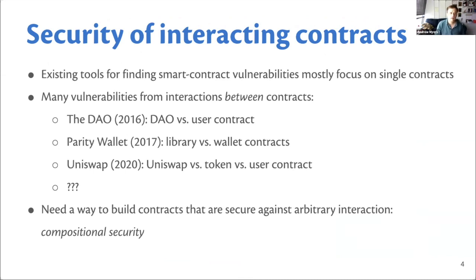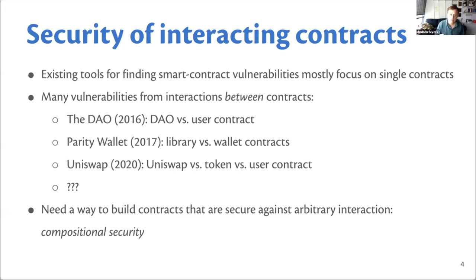So of course, there's been a lot of interest in developing tools for finding vulnerabilities in smart contracts. And I think a fundamental weakness of most of these efforts is that they're looking at contracts one contract at a time. And actually, a lot of the vulnerabilities that we've seen, these high-profile problems, have been because of interactions between contracts. So even going back to the DAO, you had an interaction between the DAO and user contracts involving reentrancy. The parity wallet vulnerability, again, there was an interaction between two contracts, and even the recent Uniswap vulnerabilities involve actually 3 contracts interacting with each other.